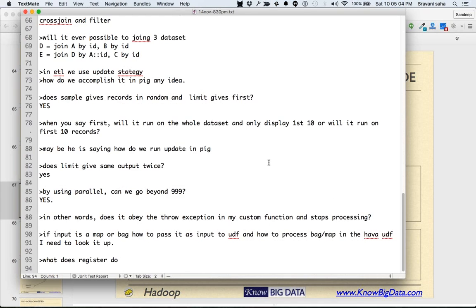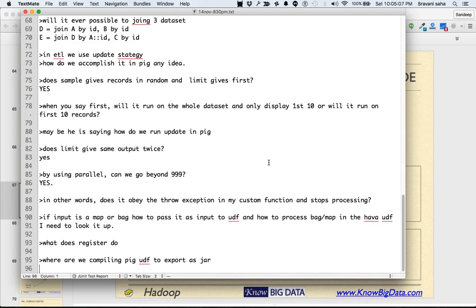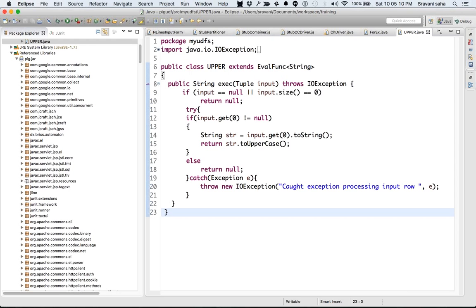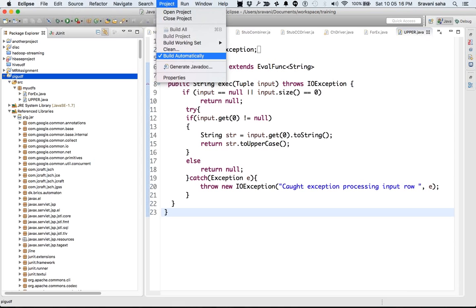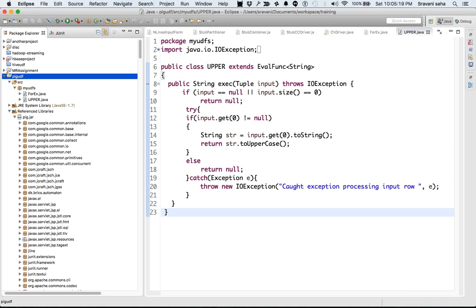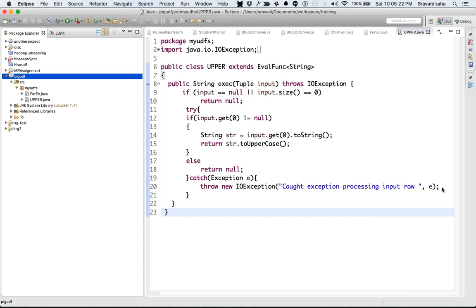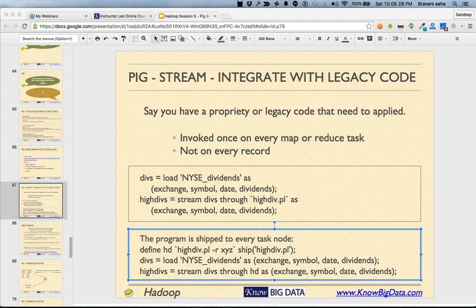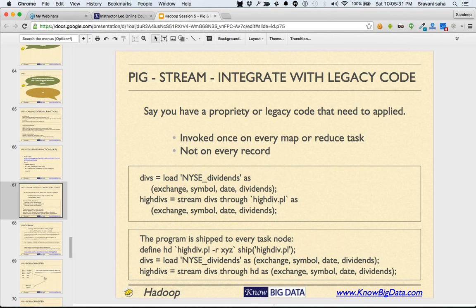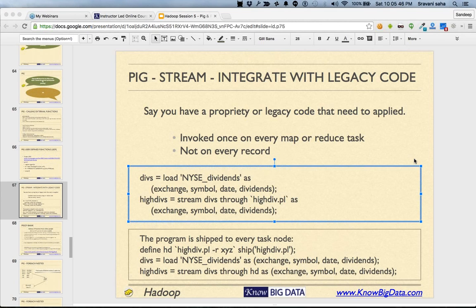Siddhar's question is, where are we compiling the Pig UDF to export the JAR? So by default, if you look at my project in here, the project is being compiled automatically. We are letting Eclipse do that for us, and we are letting Eclipse bundle the compiled ones. Ideally, you don't do this in larger projects. You use Ant or you use Maven to build such kind of artifacts instead of Eclipse, because Eclipse requires manual intervention.